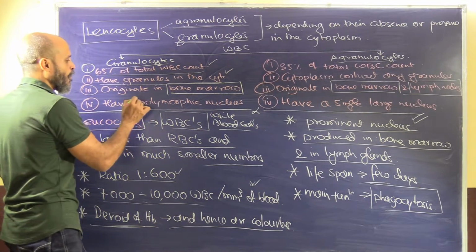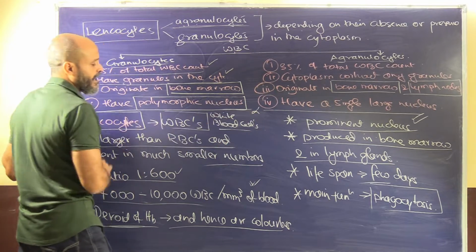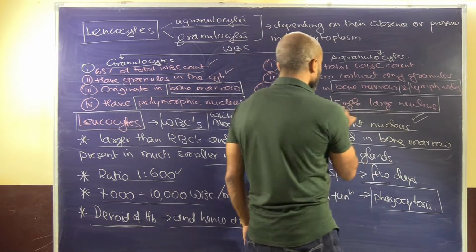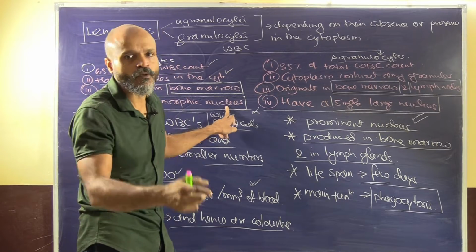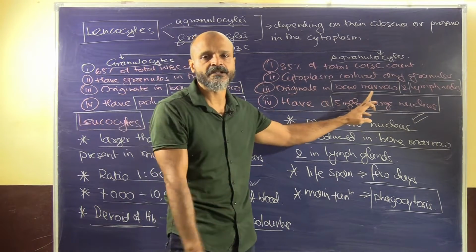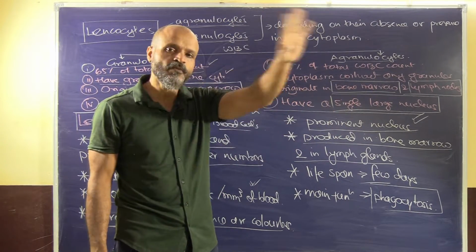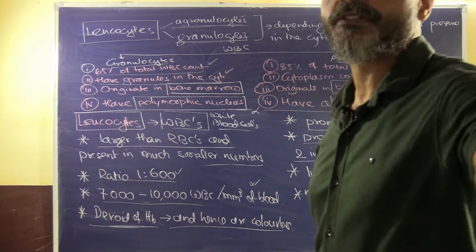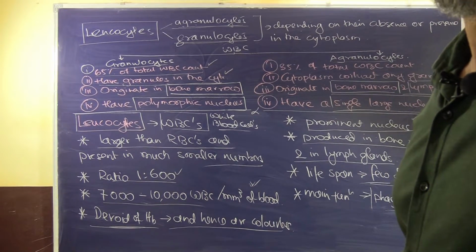Granulocytes have a polymorphic nucleus, so the nucleus will be more than one. Agranulocytes have a single large nucleus, as against RBCs, which do not contain any nucleus at all. So we will look at more features of WBCs here.